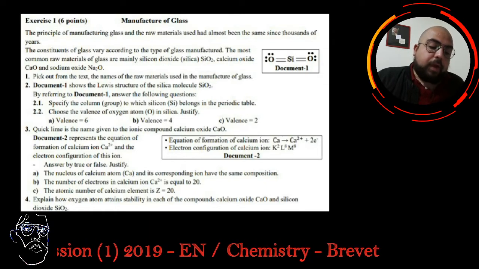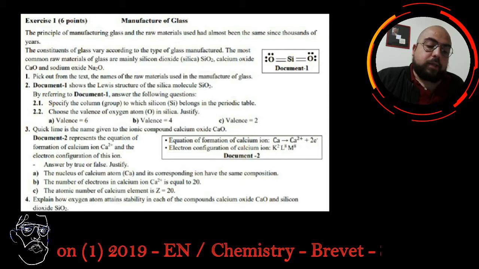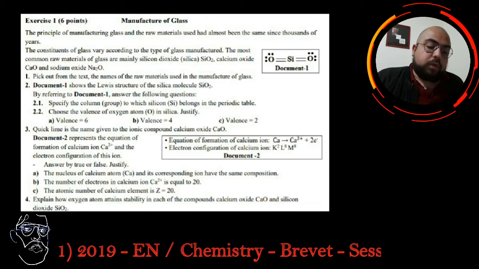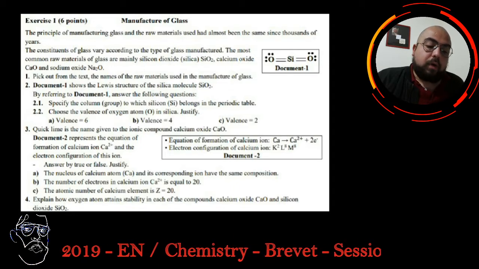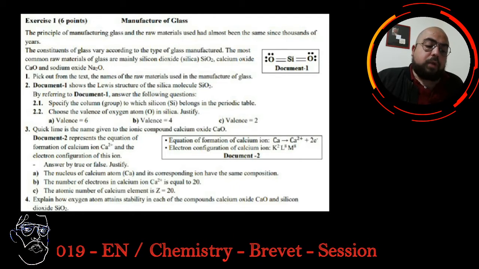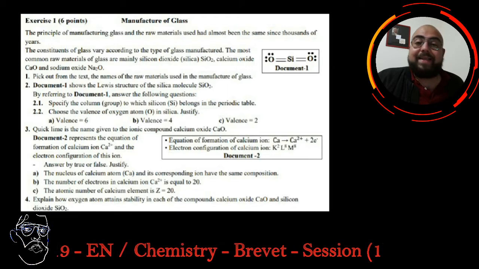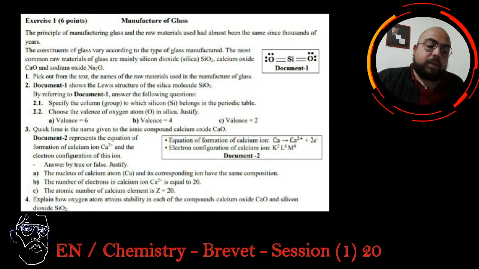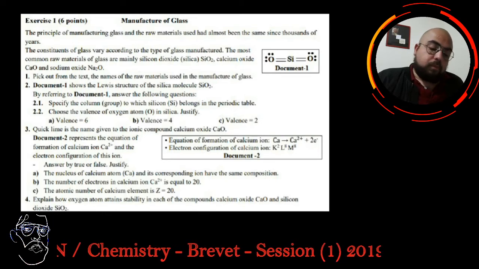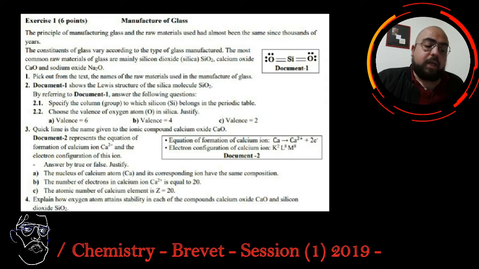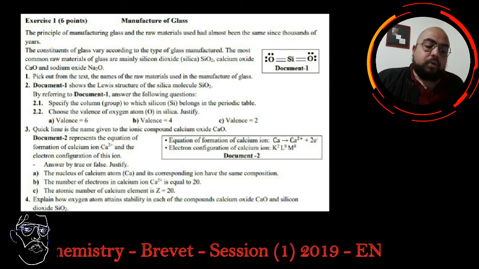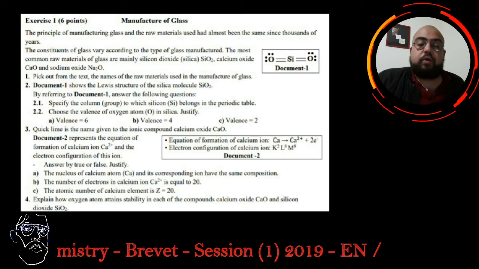The principle of manufacturing glass and the raw materials used had almost been the same since thousands of years. The constituents of glass vary according to the type of glass manufactured. The most common raw materials of glass are mainly silicon oxide, silica, SiO2, calcium oxide, CaO, and sodium oxide Na2O. Pick out from the text the names of the raw materials used in the manufacture of glass.